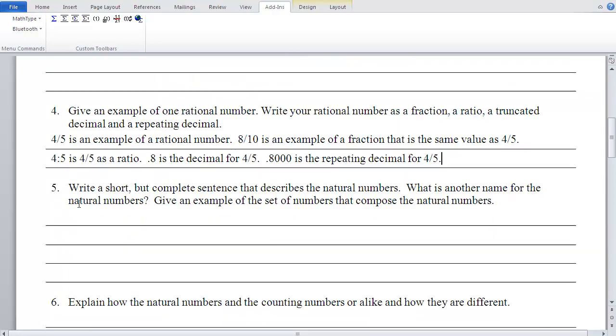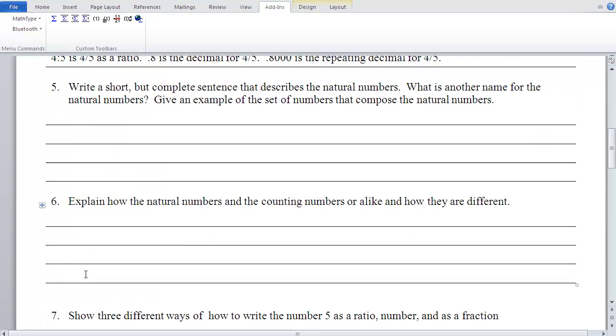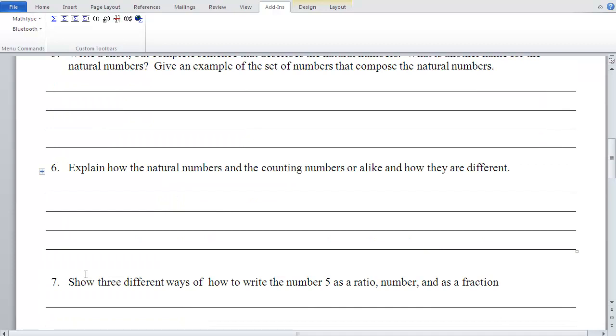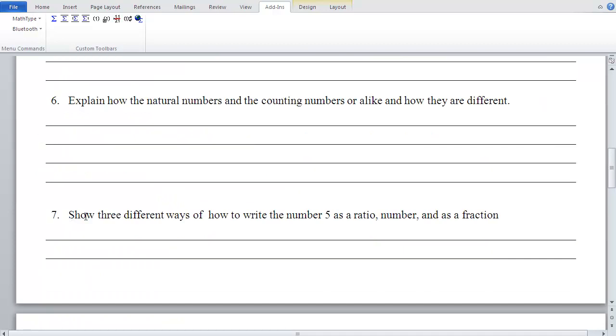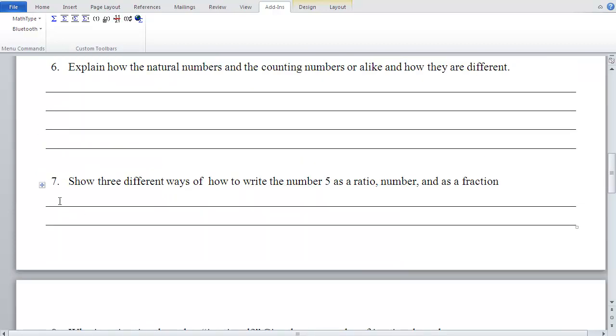It says write a short but complete sentence that describes the natural numbers. What is another name for the natural numbers? Give an example of the set of numbers that compose the natural numbers. I'm going to let you do that yourself. That shouldn't be too hard. Number 6, I'm going to let you do yourself as well. Let's go down to number 7.